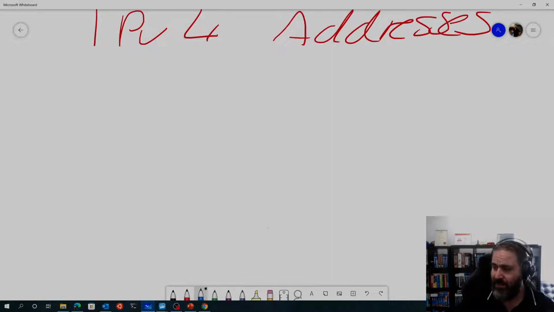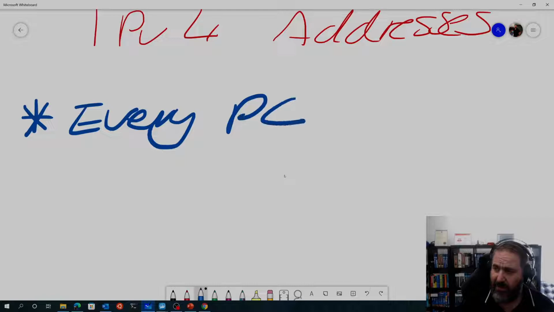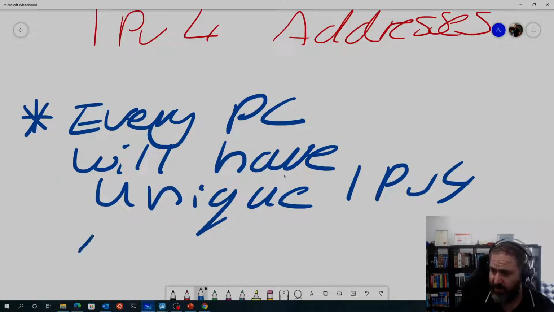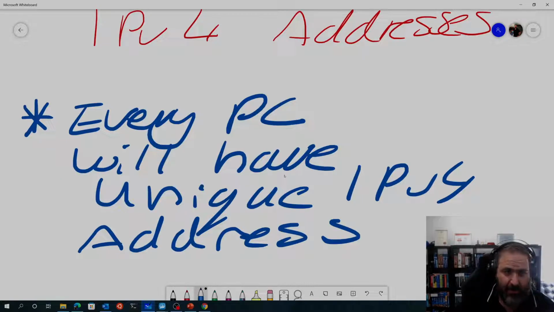So the idea was that when IP version 4 first came out, every PC would have a unique IP version 4 address. Okay? That was the idea, that was the plan, but that didn't last long. That was dead as soon as it got going, it was already doomed.